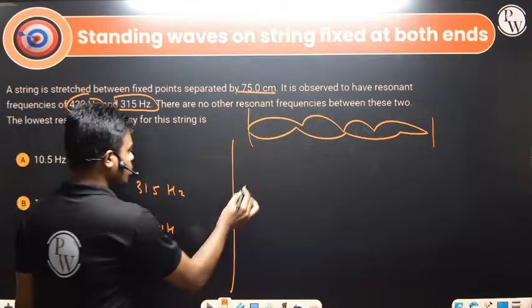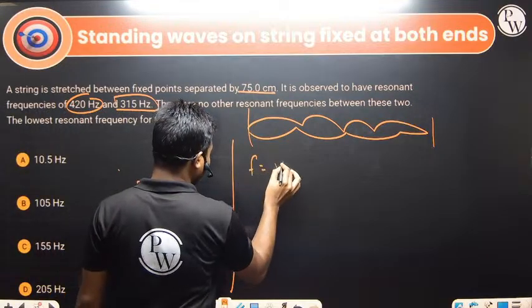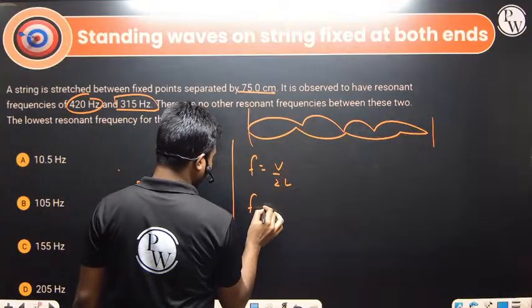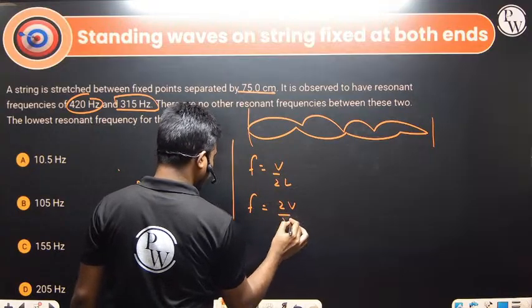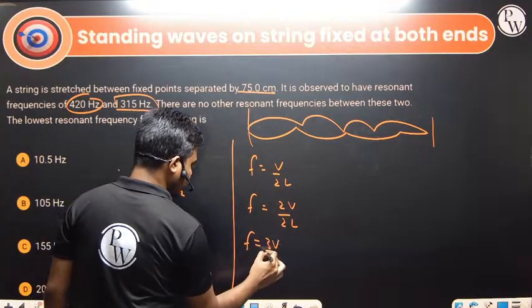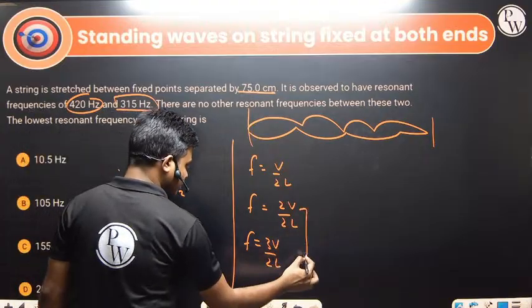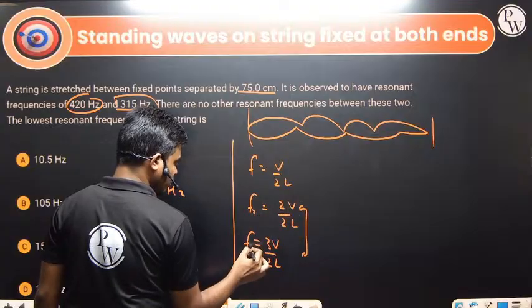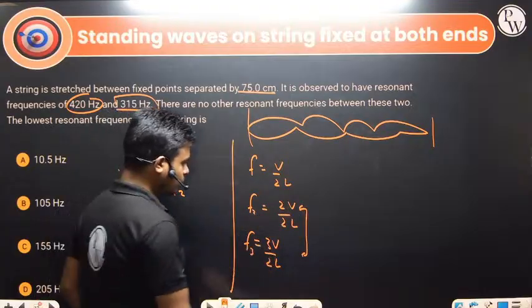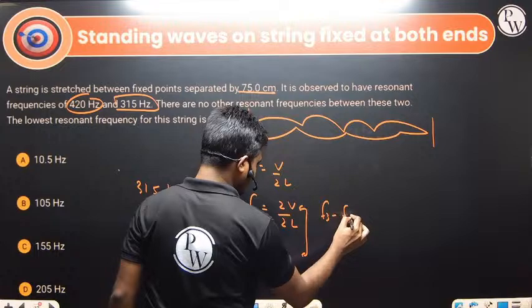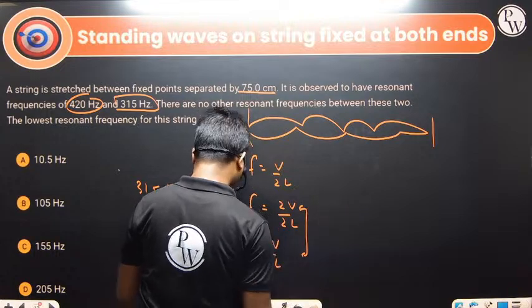For example, the first harmonic we know: f equals v by 2L. Next will be f equals 2v by 2L. Next will be f equals 3v by 2L. Like that we have a relation. If I subtract f3 minus f2, or any other two consecutive frequencies, what will we get?